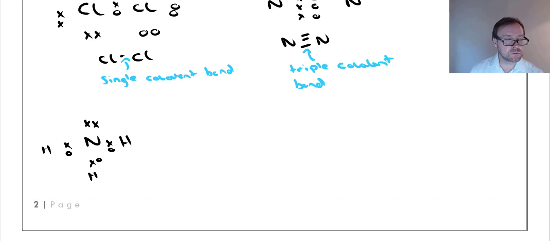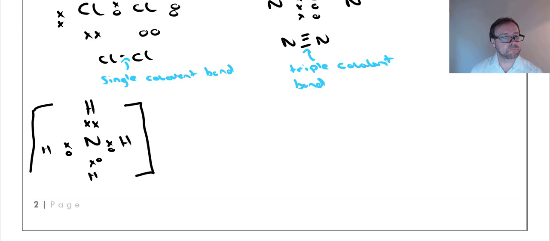However, I can also form the ammonium ion by adding an H+. Remember, H+ is a hydrogen atom that has lost one electron, so it becomes positively charged. So I form this. Because it's charged, I need to put my brackets and a positive. And you'll notice, unlike the other bonds here, that both of the electrons come from the nitrogen atom. This is a special type of covalent bond called a dative covalent bond.